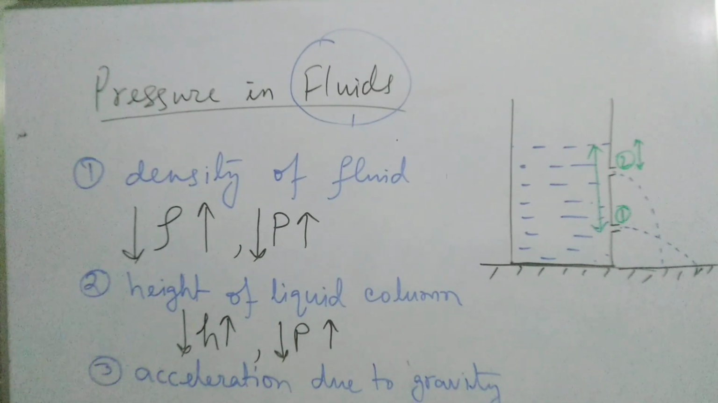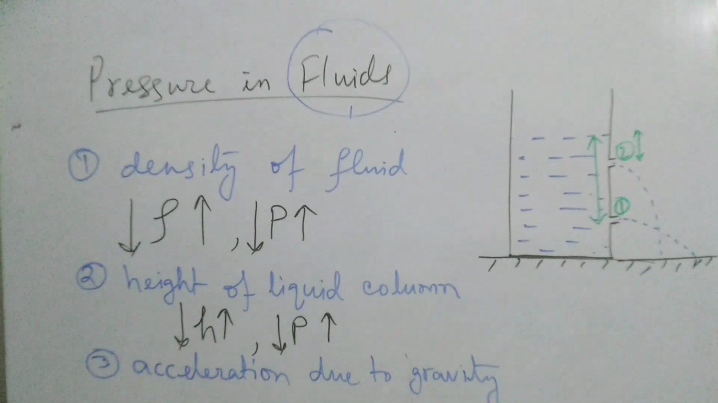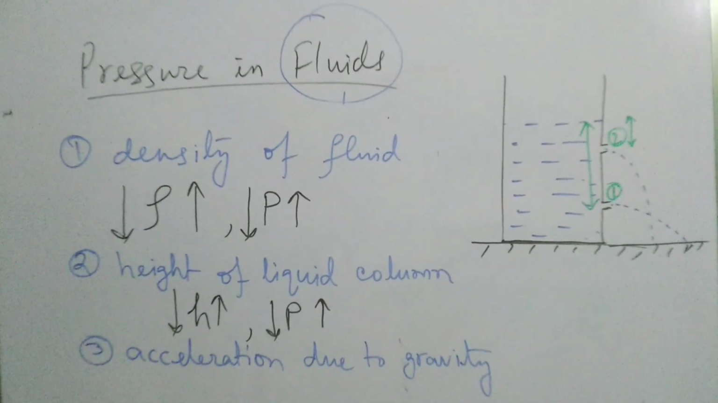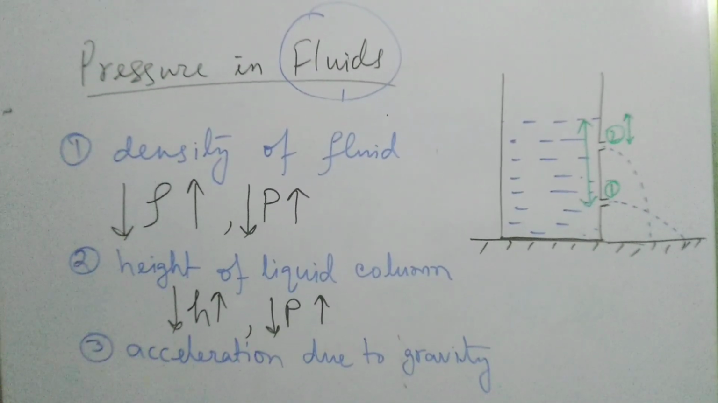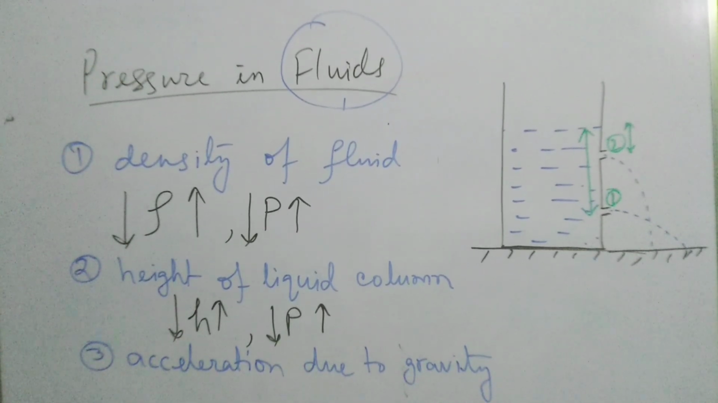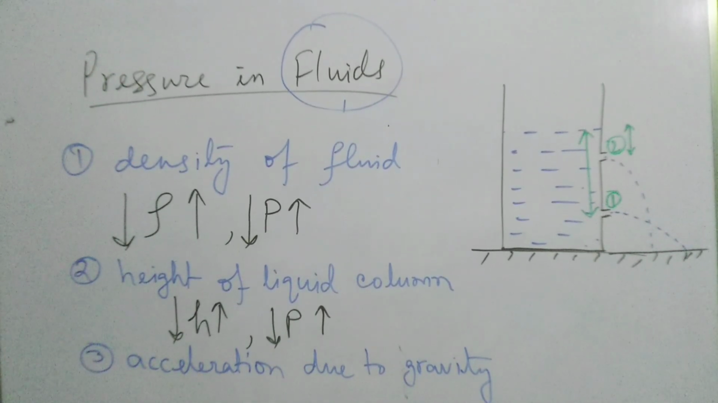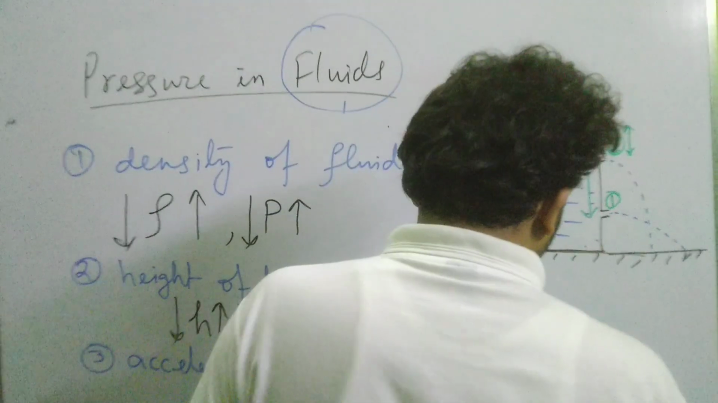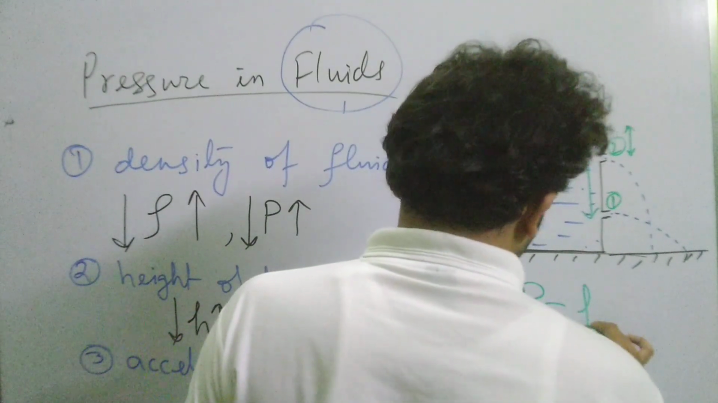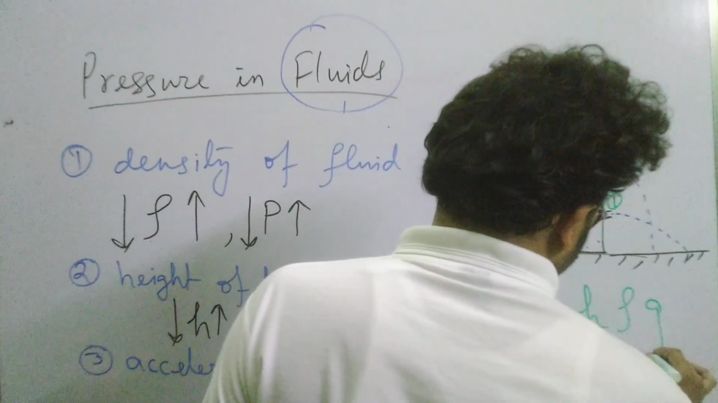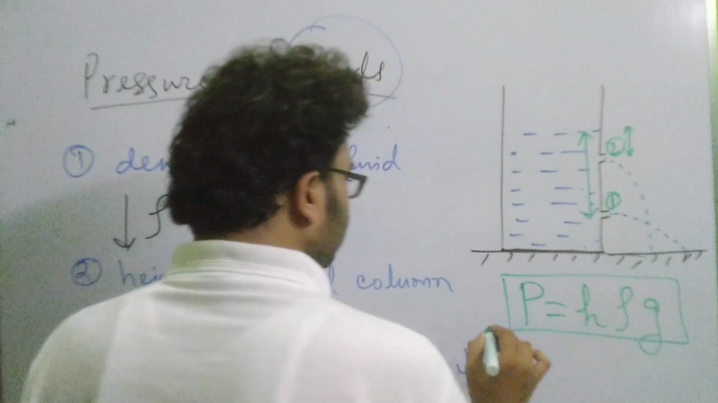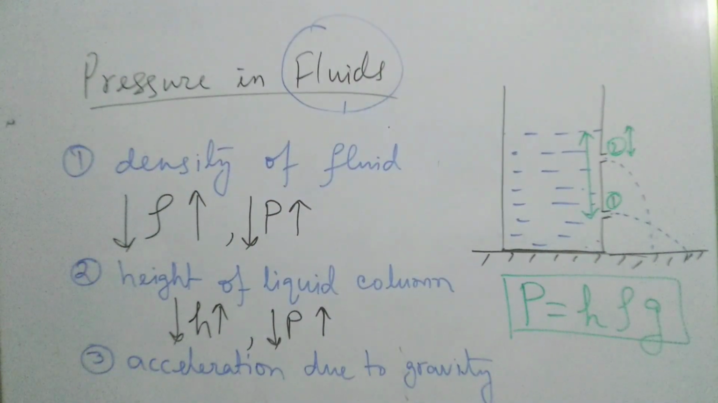So if we just combine all these three factors, what happens? We get the mathematical formula for the pressure exerted by a fluid. And what is that formula? That formula turns out to be: pressure exerted P equals H rho G. So this is the formula of the pressure exerted by a fluid of a certain height, okay. H rho G: depth, density and acceleration due to gravity. So these are the three factors, okay, fine.